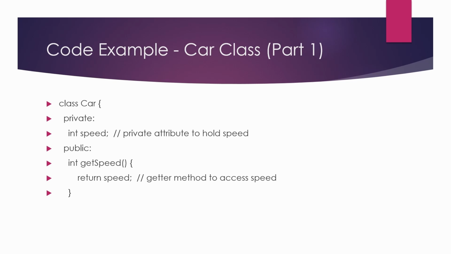Here's the code for the car class. We define a private attribute speed and provide a getter method to access it. This ensures that only authorized methods can modify the speed of the car.